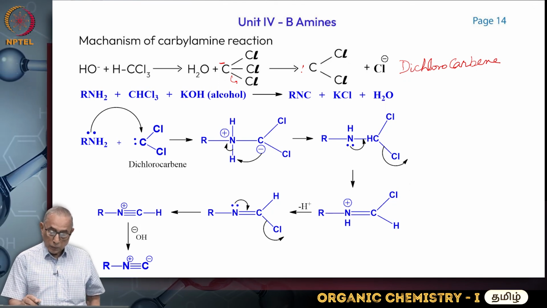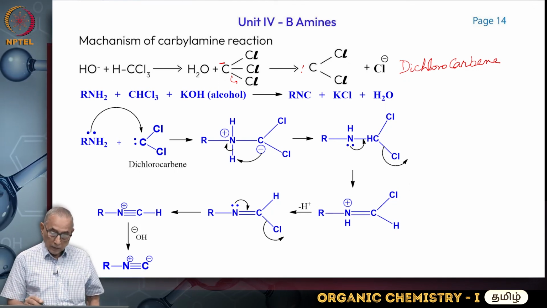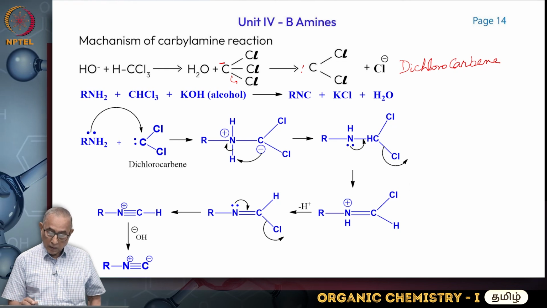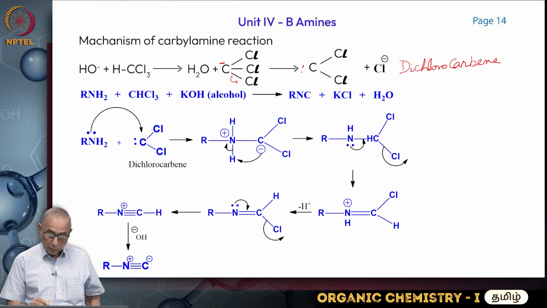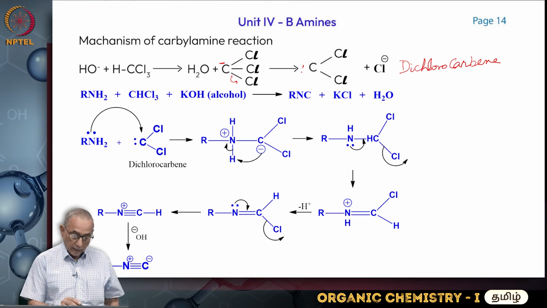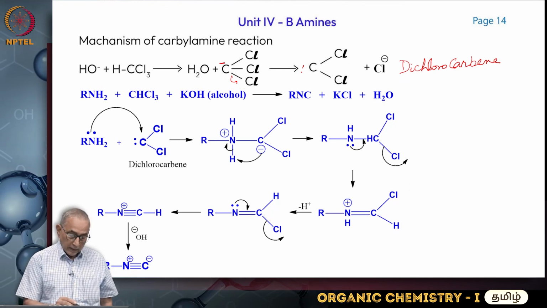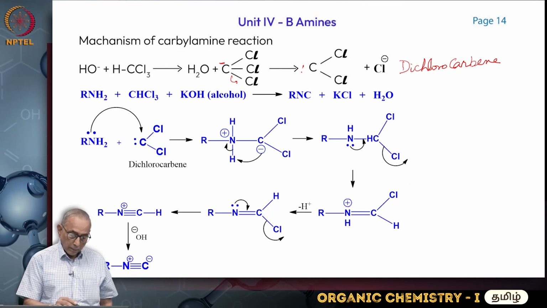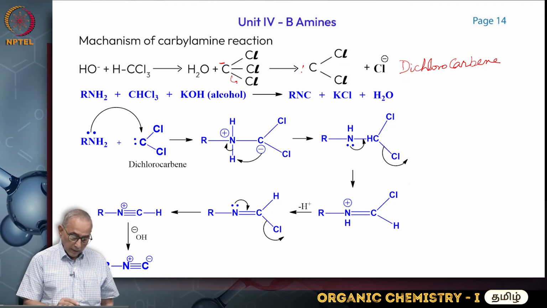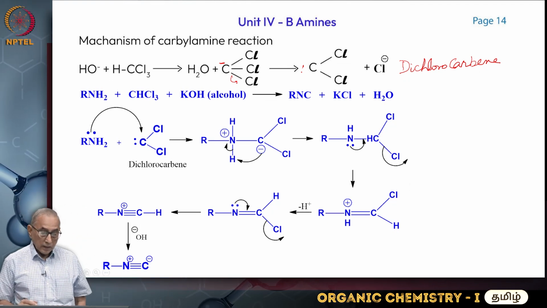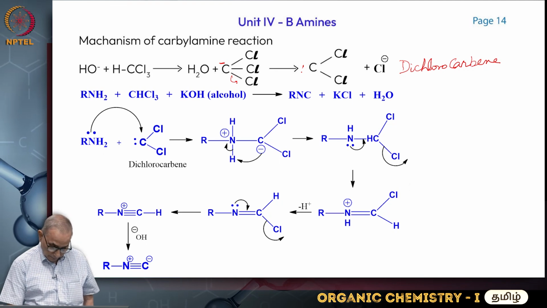If this nitrogen pushes here, one chlorine will leave. So you get NH double bond C ClH. If another lone pair pushes, it will form N triple bond CH. From that, taking the proton with the OH minus, you will get N plus C minus. This is RNC. This is the carbylamine isocyanide.